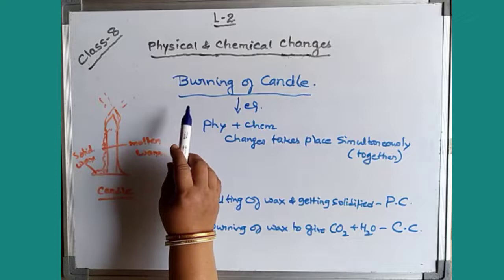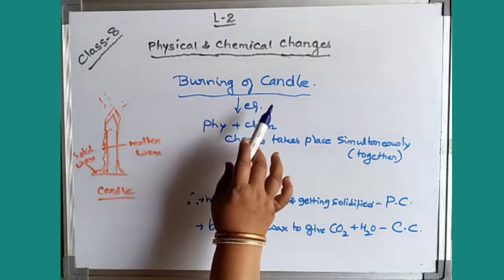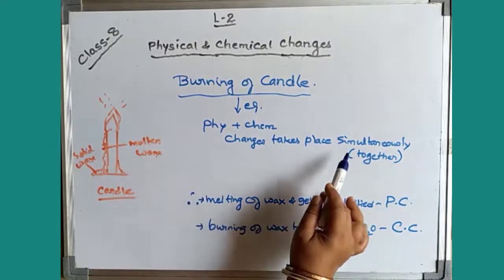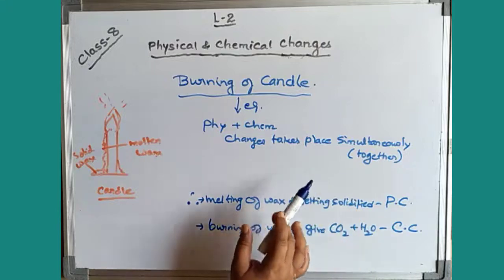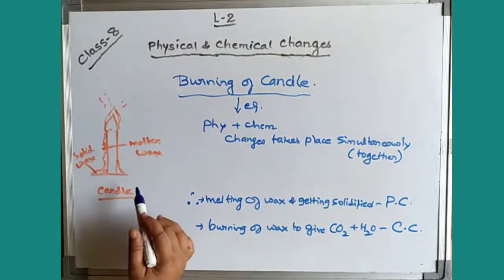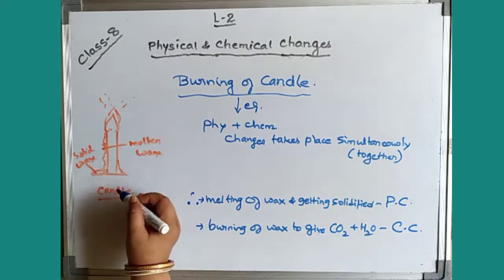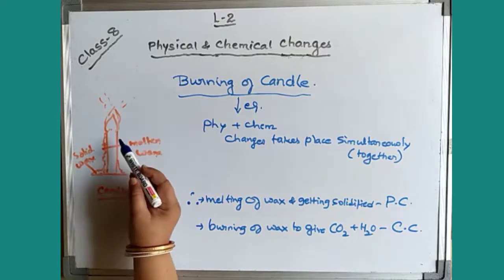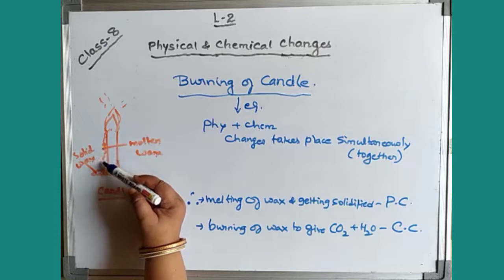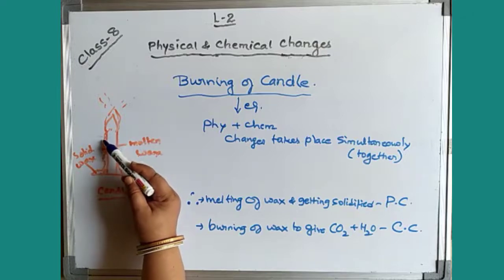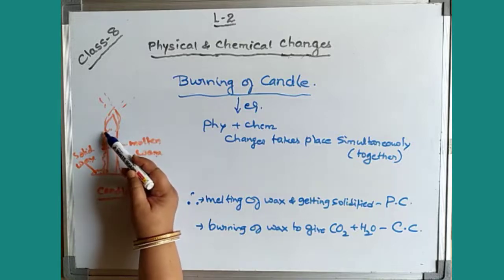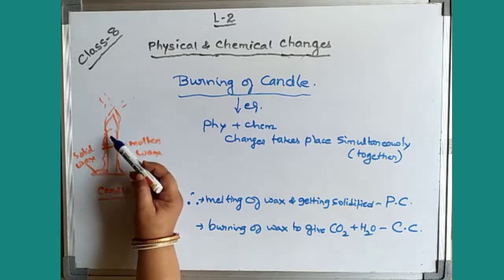Now the last part of this lesson is the burning of a candle. The burning of a candle is a very good example where physical and chemical changes take place simultaneously. What is the meaning of simultaneously? To take place together. Let us take an example with the help of the burning of the candle. I have shown you a little bit of the diagrams of this. When the candle is being burned, you will see that the flame is burning high. Side by side you find that the wax is also getting molten. When the molten wax, that means in liquid form, comes down on the floor, it gets solidified.